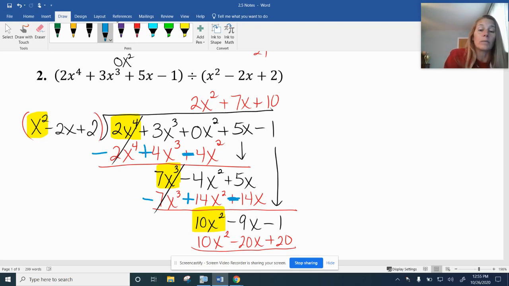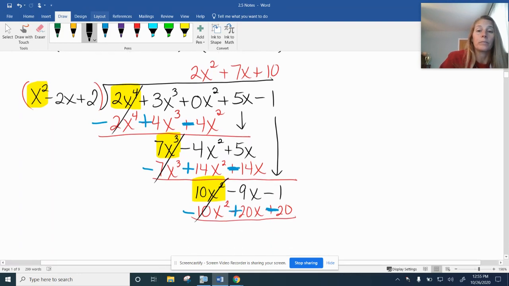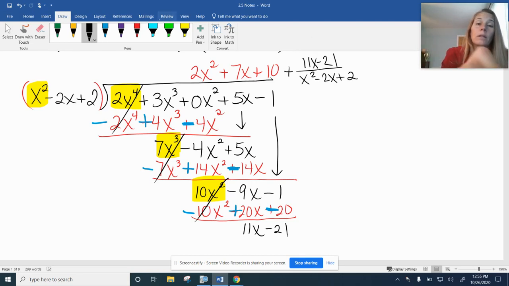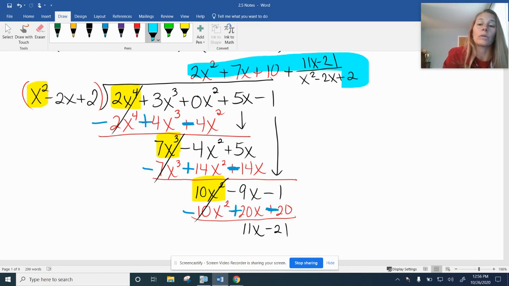Again, doing the subtraction, making sure you're subtracting each and every term. So I have the 10s that will cancel. Negative 9 plus 20 will leave me with 11x. And negative 1 and negative 20 will give me negative 21 as the rest of my remainder. So my solution is this quotient here, the 2x squared plus 7x plus 10 plus my remainder of 11x minus 21, which always needs to be written as a fraction over that divisor. And then that would be my solution, this whole entire thing.